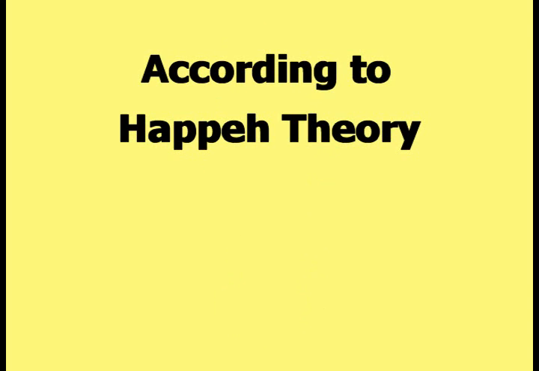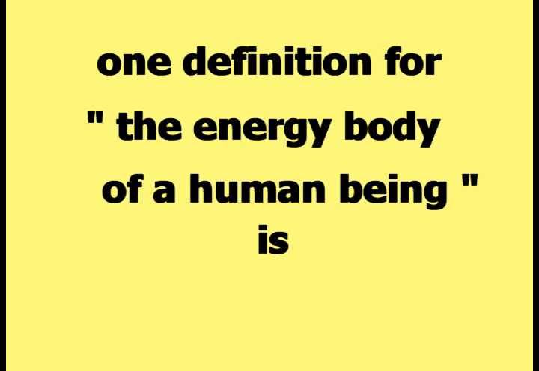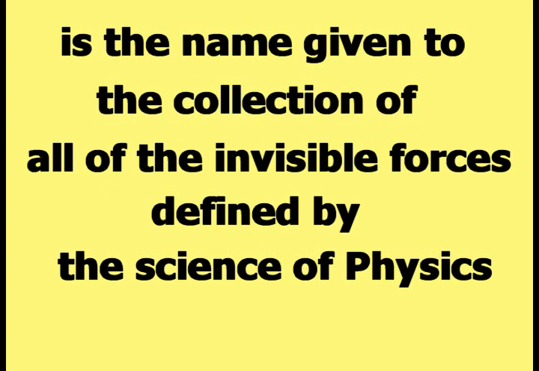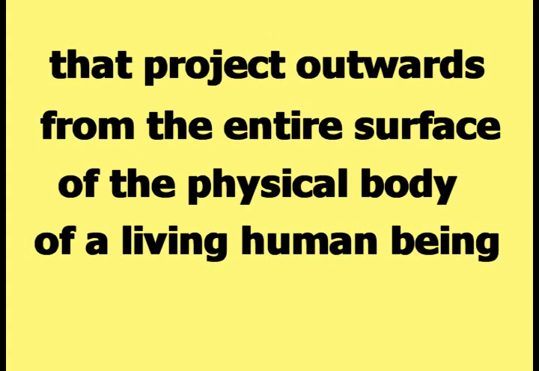According to happy theory, one definition for the energy body of a human being is, the energy body of a human being is the name given to the collection of all of the invisible forces defined by the science of physics that project outwards from the entire surface of the physical body of a living human being.